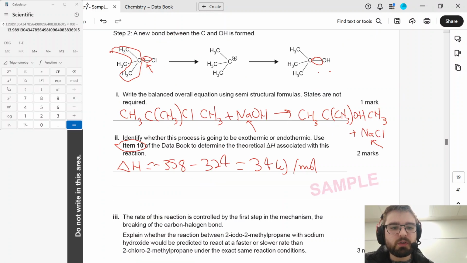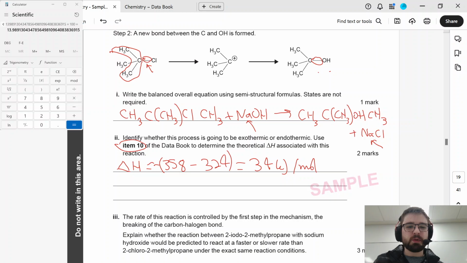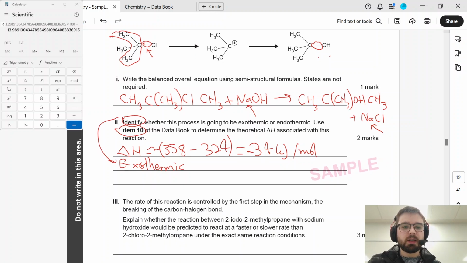You know what, I should have done those the other way around. So the delta H will be the negative of that, because if the one being formed is stronger than the one being broken, we should end up with a negative result. And that makes sense there. It especially makes sense because we know that this is a reaction where you can chuck the sodium hydroxide in and it will react spontaneously to do this quite favorably. So negative 34 kilojoules per mole, so therefore exothermic. Identify usually just is basically state that, so I can just say exothermic.